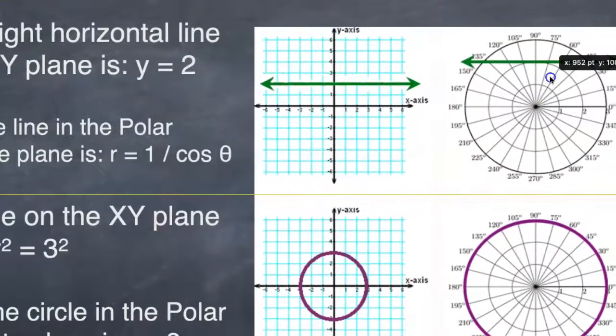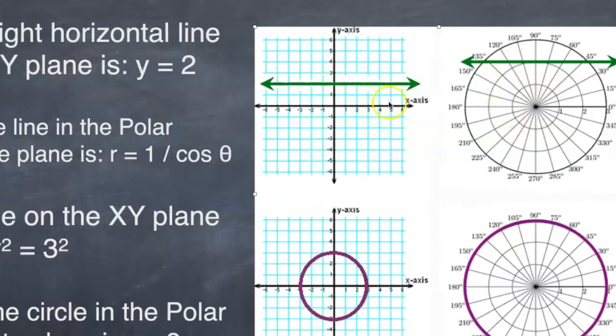As you can see, we have a rectangular system and a polar coordinate system side by side with the same graph, but they are going to be written with two different forms of equations. So here you have this straight horizontal line on the xy plane, the equation y equals 2, whereas that exact same line, if you were to graph it in the polar coordinate system, you would have to write it as r equals 1 divided by cosine theta. So it looks a lot more complicated that way, doesn't it?